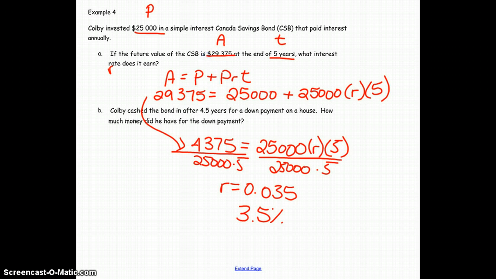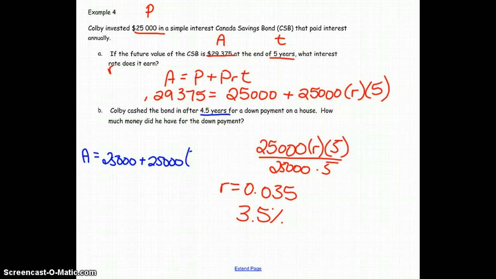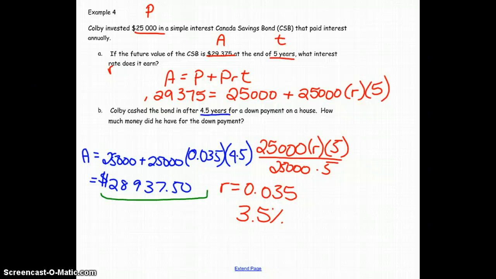So Colby decided though to cash the bond after 4.5 years for a down payment for a house. How much money did he have for the down payment? So now we're going to figure this out again. We're going to figure out our future value. If his principal is still 25,000, his rate though is 3.5% because we already figured that out. It's written as a decimal. And the time now is 4.5 years because that's when he took it out after. So we multiply this all together, add it to 25,000, and what is his future value? Okay, and this is the answer you should get when you put it all together.